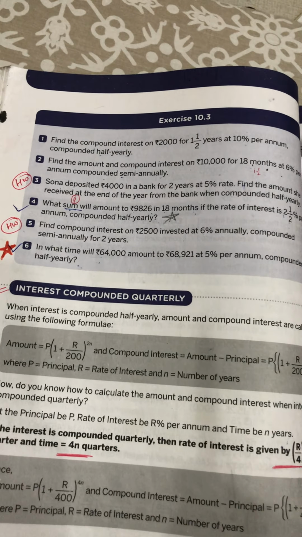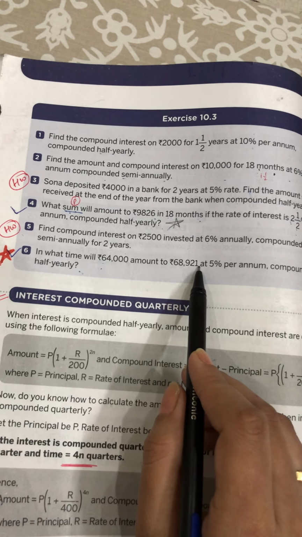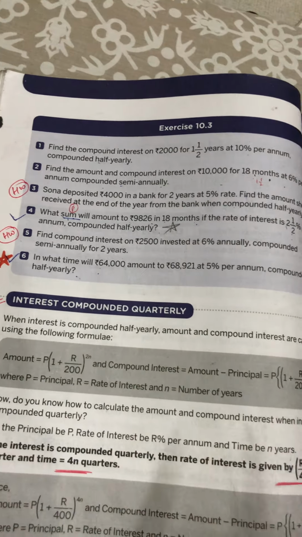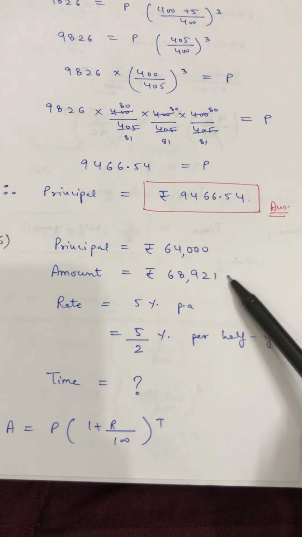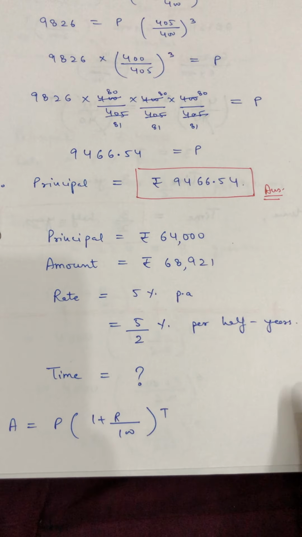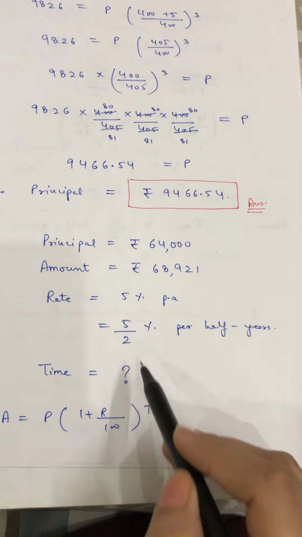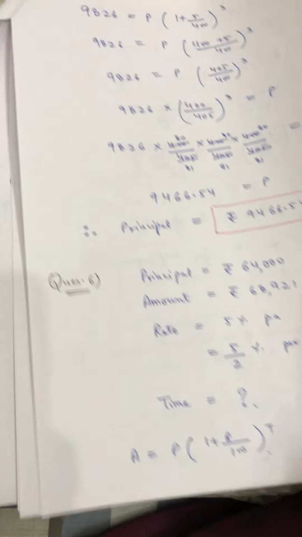Just keep one thing in mind: principal will always be less than the amount. That means the amount will be bigger than the principal. So what is given in this question? Principal is given, amount is given, rate is 5% per annum. 5% per annum means for half yearly you divide by 2. Time is not given. Okay, now this is the formula.